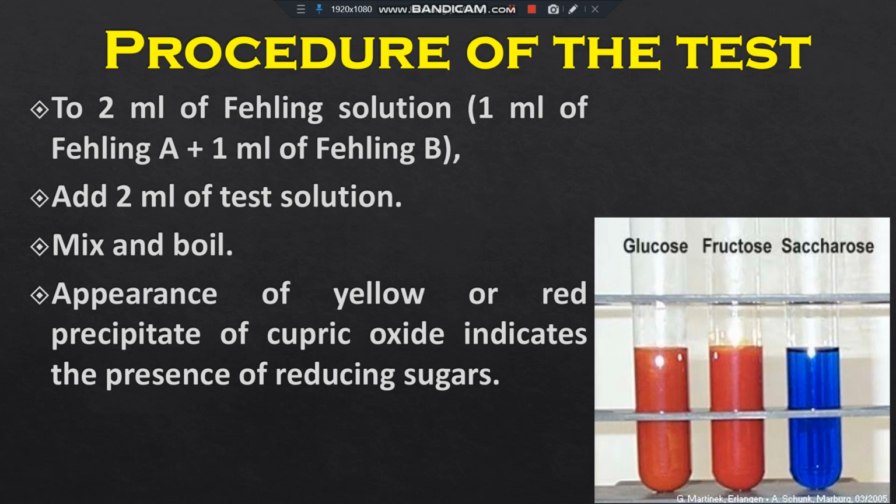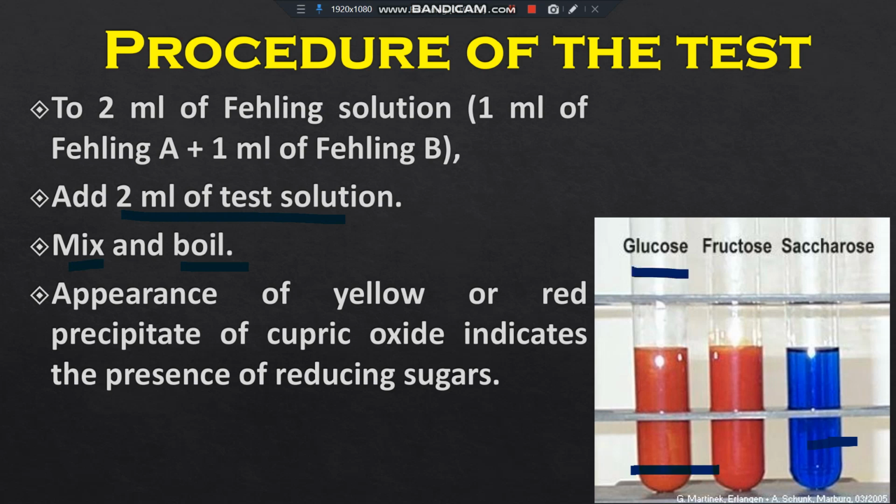How to perform the test is, we are going to take 2 ml of Fehling solution, that is 1 ml from each of Fehling A and B. Then 2 ml of test solution we will mix. Both will be mixed and boiled till boiling temperature. And if the color is coming brick red or yellow, it means it is a positive test. If the color does not change, it means it is a negative test.